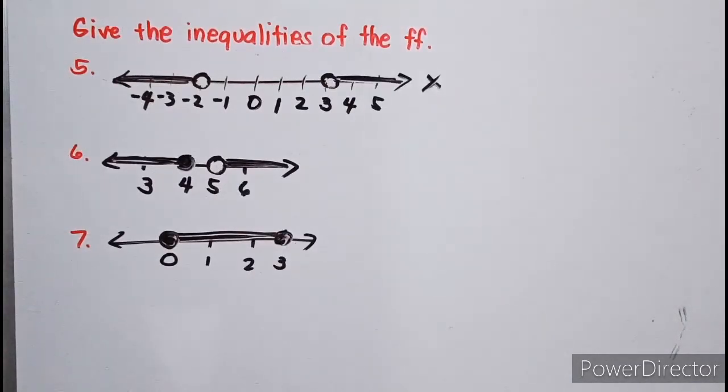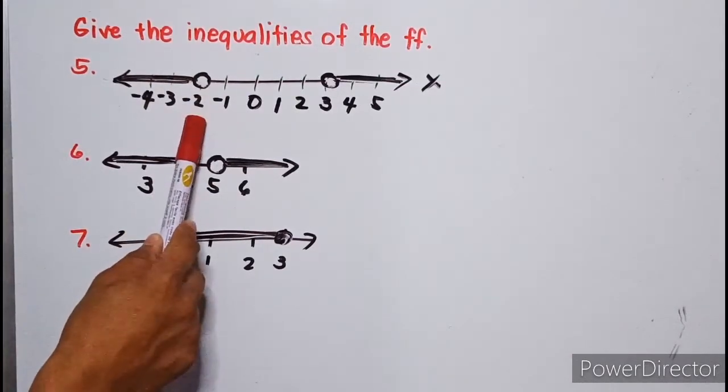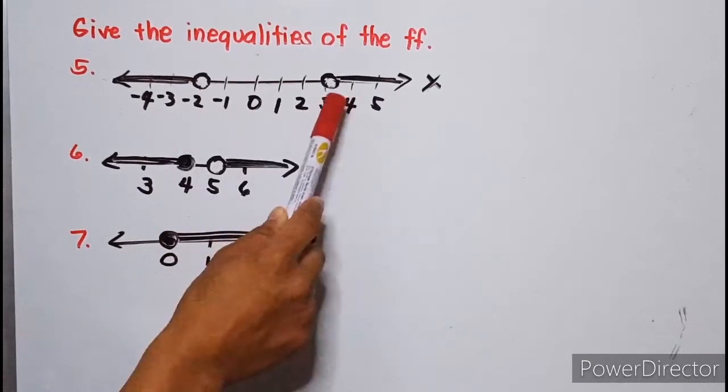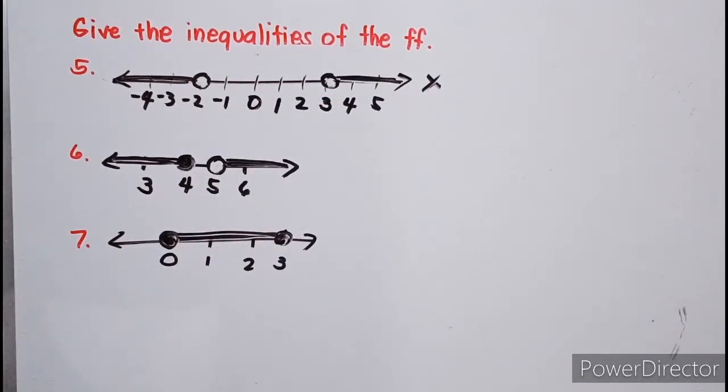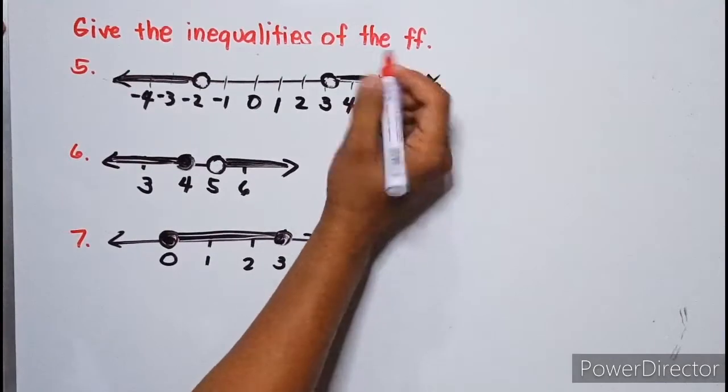How about the inequalities for numbers 5, 6, and 7? As you can see in our number line, we have two circles, located at negative 2 and at 3. So, how are we going to write the inequalities for this number? Isa-isahin natin. Una, yun munang nasa right side. So, our variable is x.